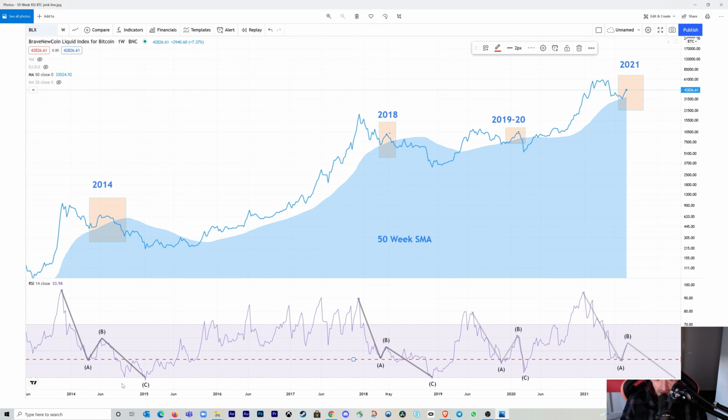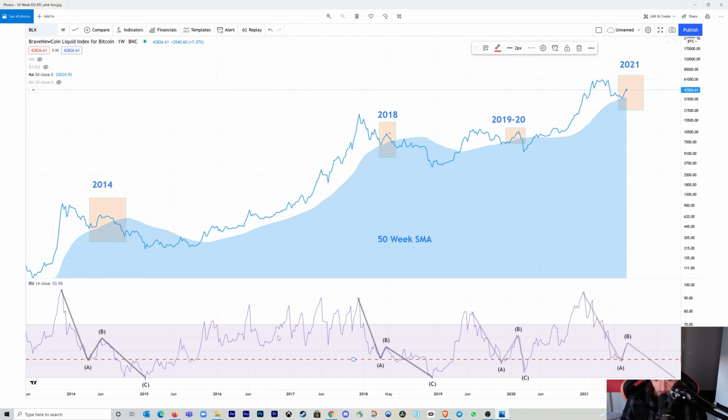We're following the same pattern so far that we've followed in the past. This A, B. Now that the C leg has not happened yet and it may not happen, we can't guarantee what will happen in the future. But so far, the same pattern is playing out. We've gone from overbought, we've come down to the dotted line, just like we did here in 2014, just like we did here in 2018. We've bounced up to a similar level that we have been on all of those occasions also.